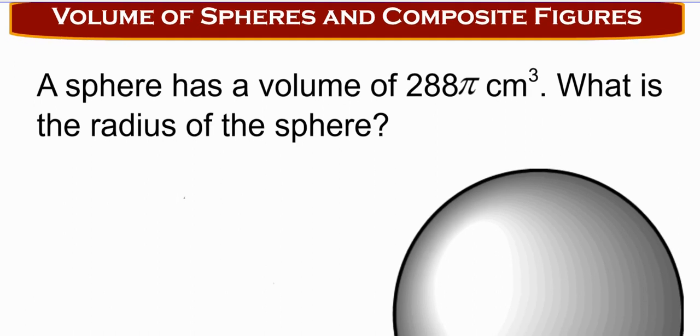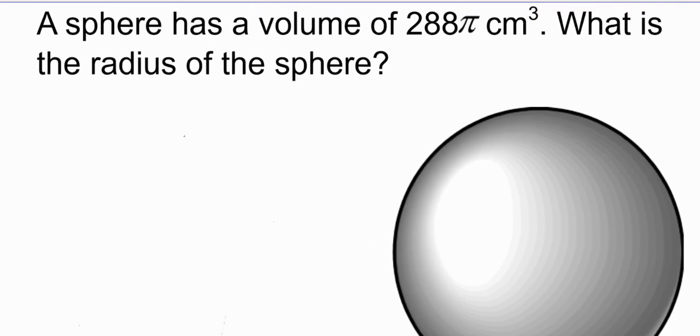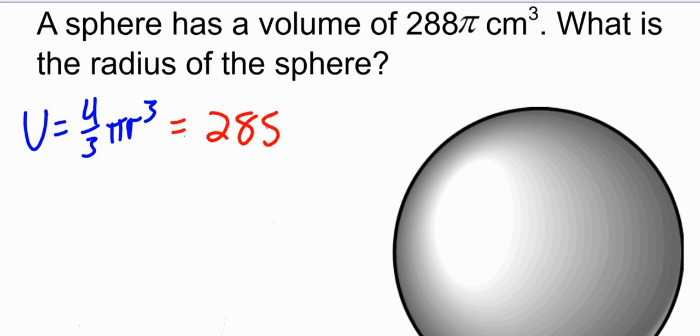All right, now we're going to go in reverse. Here it says a sphere has a volume of 288 pi cubic centimeters. What is the radius of the sphere? Volume is 4/3 pi r cubed. So I'm telling you that that is 288 pi. So if we want to solve for the radius, we have to get that by itself. Well, we can divide both by pi. That cancels out. So then we have 4/3 radius cubed equals 288.